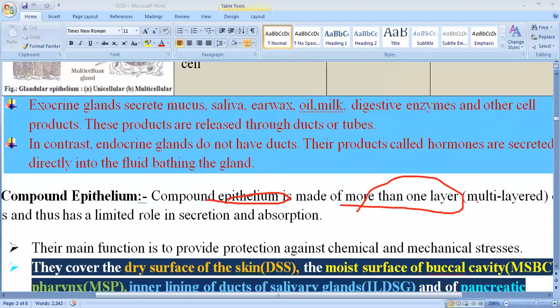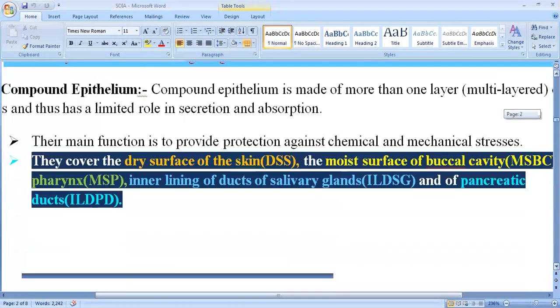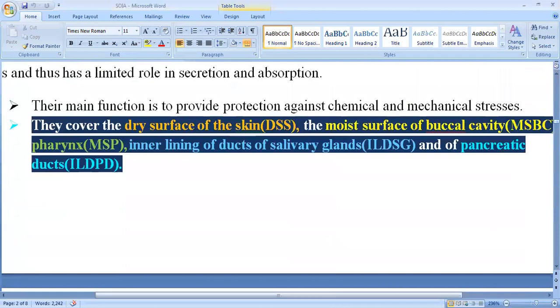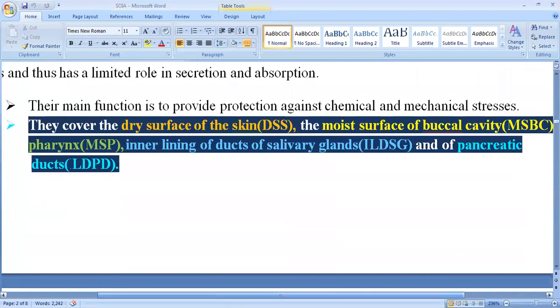Due to this, it is known as the compound epithelium, and thus has a limited role in secretion. They have a very limited role in secretion because they have more than 2 to 3 layers. So you can see their function: the main function is to provide protection, because they have more than 2 to 3 layers, so it is involved in the protection phenomenon.